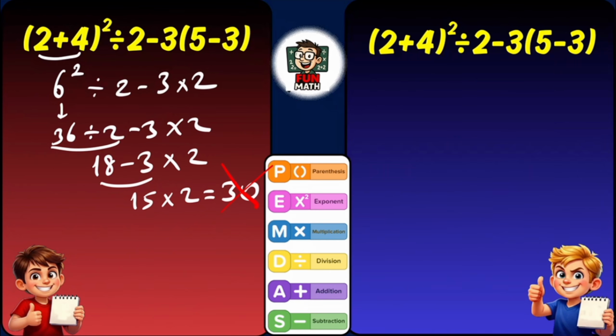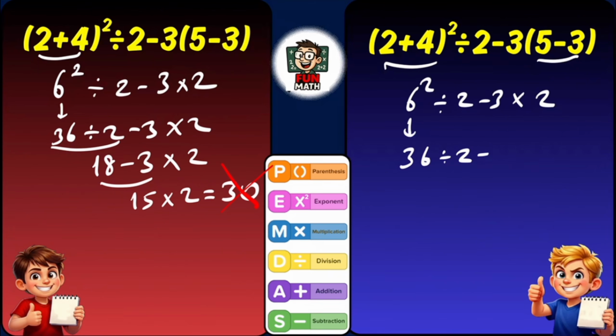Okay. Now, let's solve the equation according to the rule. First, parentheses, 2 plus 4 equals 6. 5 minus 3 equals 2. Now, exponent, 6 power 2, 36. Now, there are division, subtraction, multiplication.